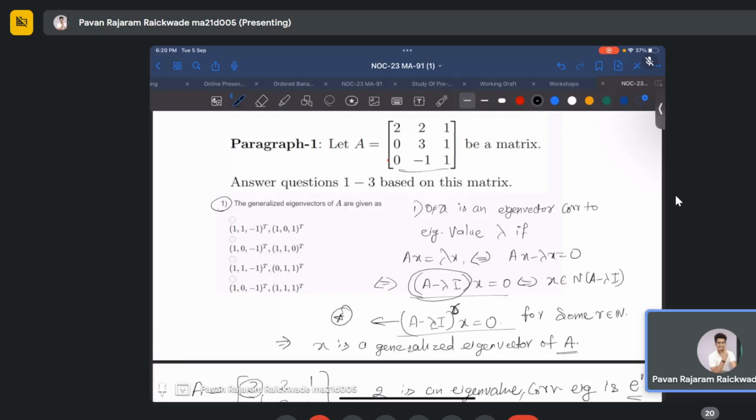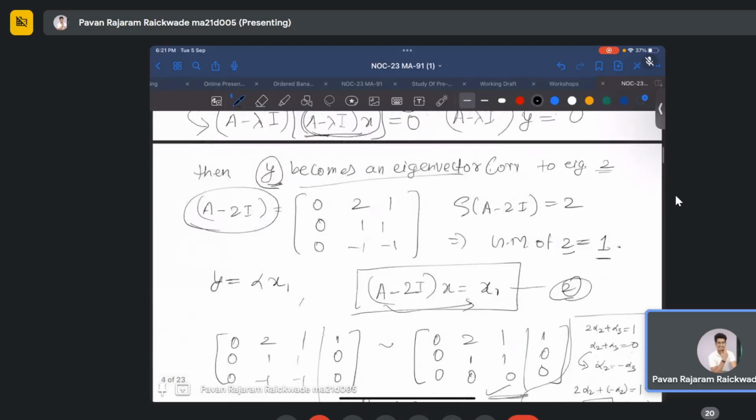At least we have one vector here that suits our two vectors here and here, the first vector. Let's find out the other eigenvector and then we can match the options.